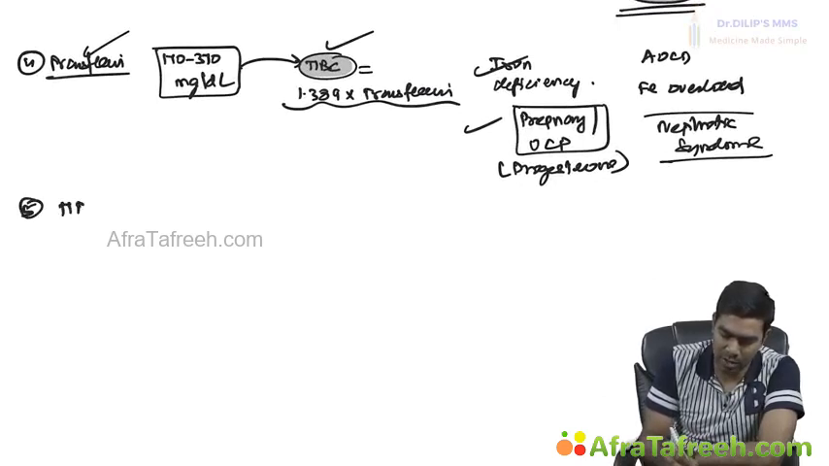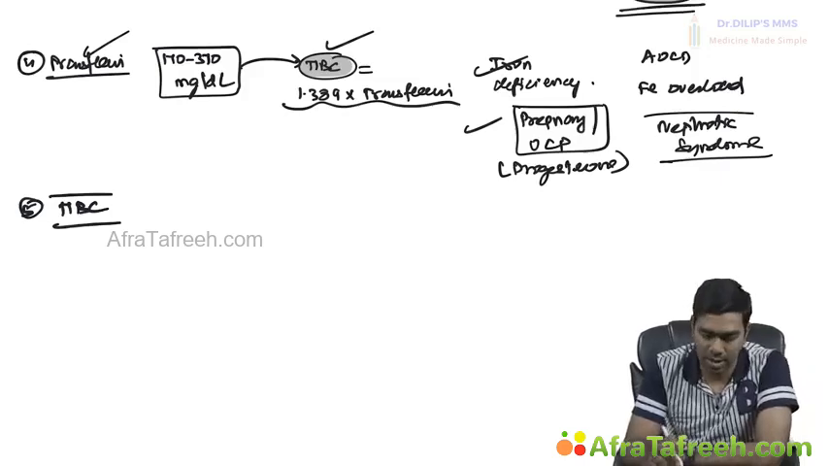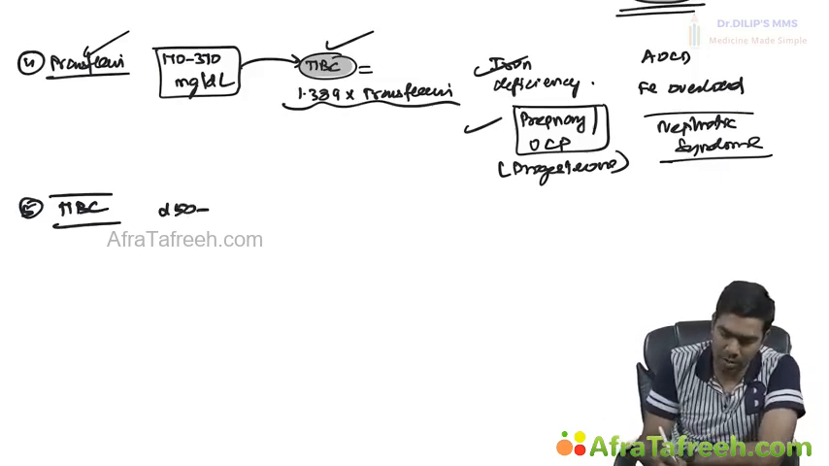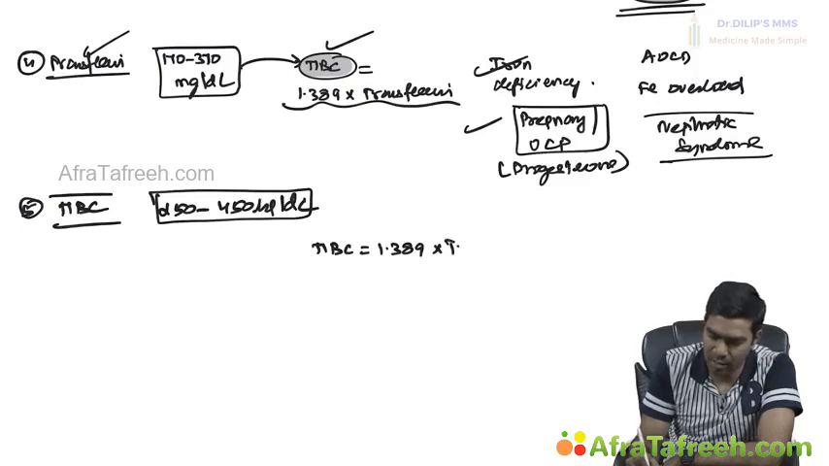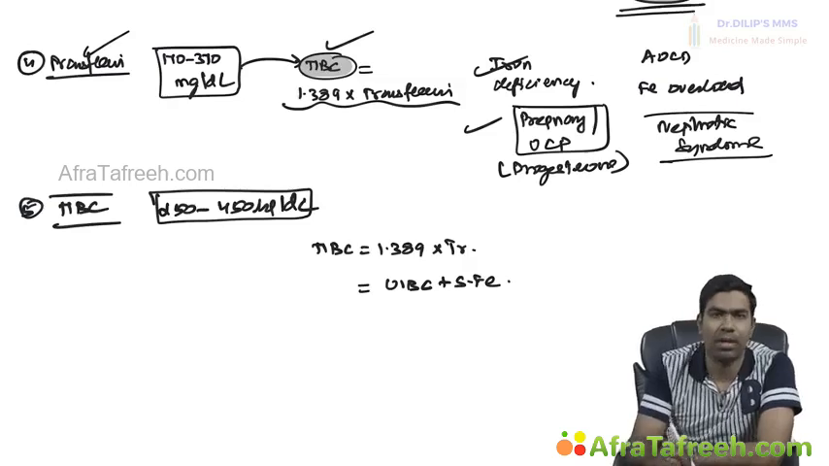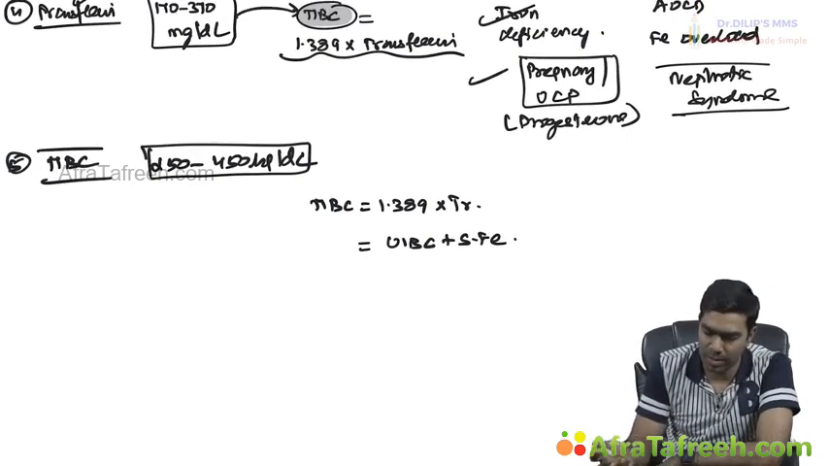Then finally your hero comes, that is the total iron binding capacity. The normal value is approximately 250 to 450 micrograms per deciliter. So whenever you want to know the TIBC, either you can use the formula 1.389 times serum transferrin levels, or you can use one more formula, that is unsaturated iron binding capacity plus serum iron, which I'll explain in some time with the diagram. UIBC plus serum iron also gives your TIBC, total iron binding capacity.